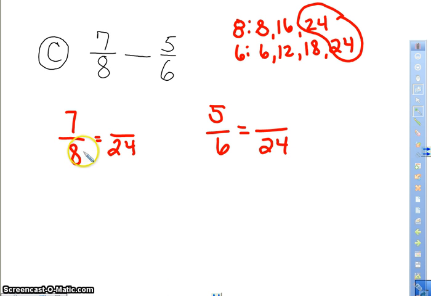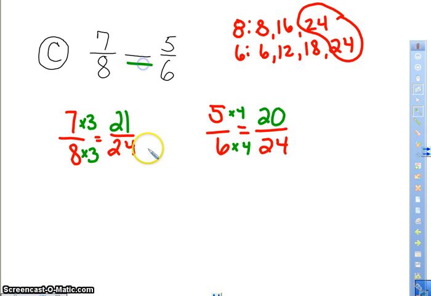Now remember, whatever you do to the denominator, you do to the numerator. So if I take 8 times 3, which is 24, and that's what I want, I'm going to take 7 times 3, which is 21. If I'm taking 6 times 4, which is 24, I'm going to take 5 times 4, which is 20.